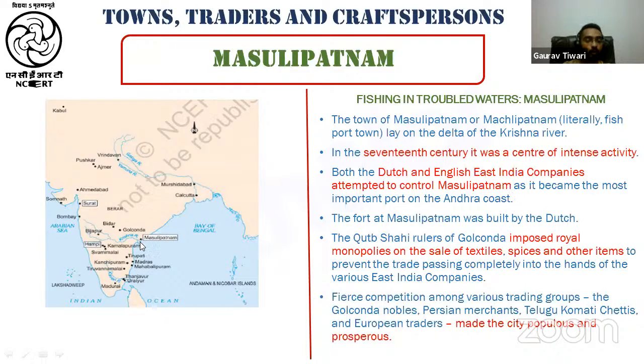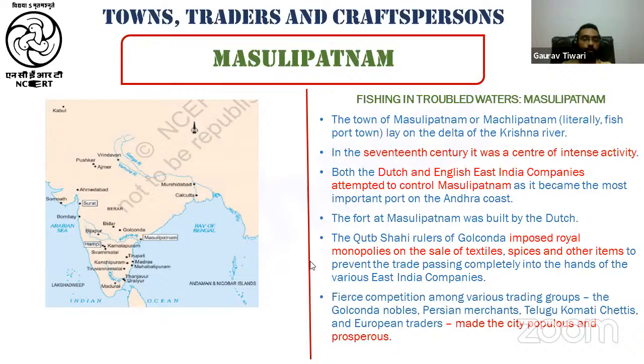Now, see, this is Golconda, and Masulipattnam was under this Golconda dynasty, and this Golconda empire at that time was ruled by the Qutub Shahi dynasty. And this Qutub Shahi dynasty then imposed monopoly over the sale of textile, over the sale of spices and other items. And why did they do so? So as to prevent the trade from passing into the hands of ईस्ट इंडिया कंपनीज. ये सारा ट्रेड ईस्ट इंडिया कंपनी के हाथ में ना चला जाए, इसलिए उन्होंने बोला कि टेक्सटाइल में, स्पाइसेस में और कुछ और आइटम्स में सिर्फ हम ट्रेड करेंगे अभी.